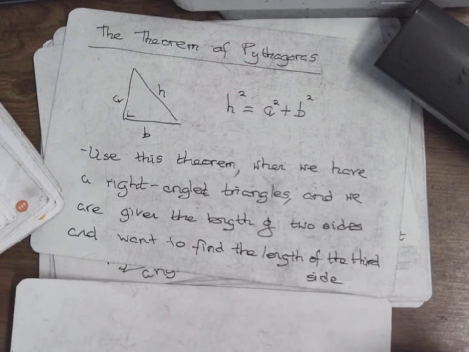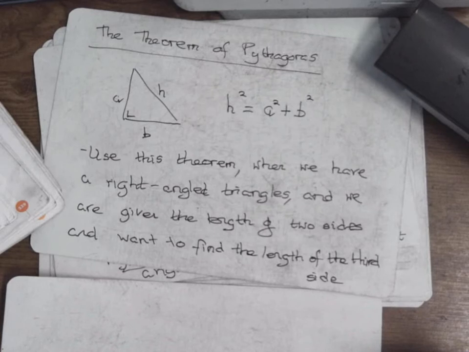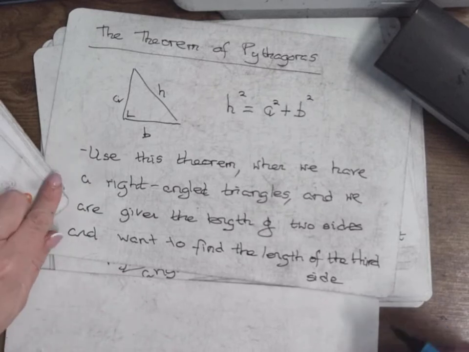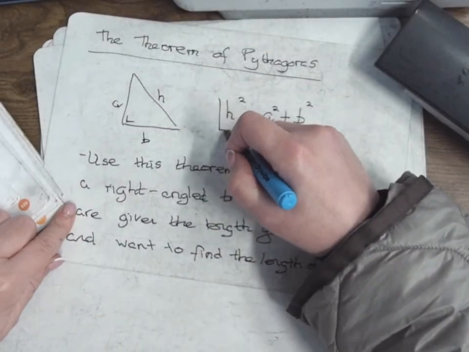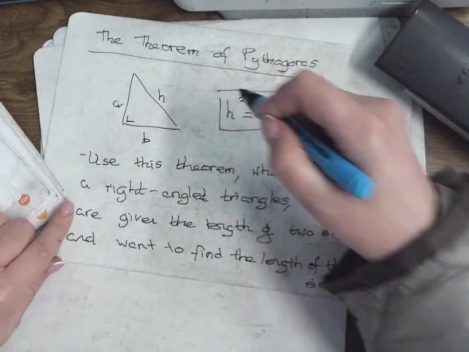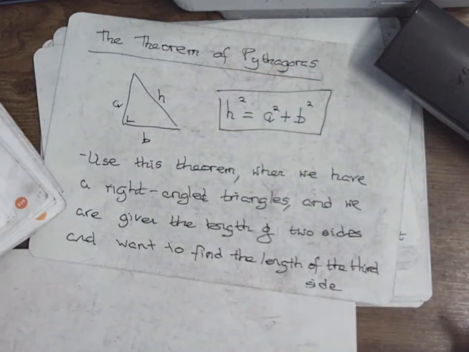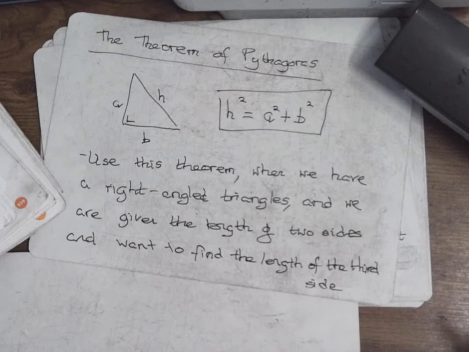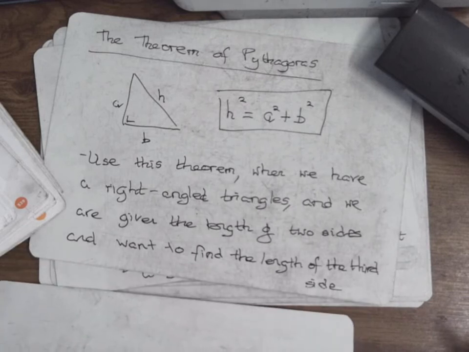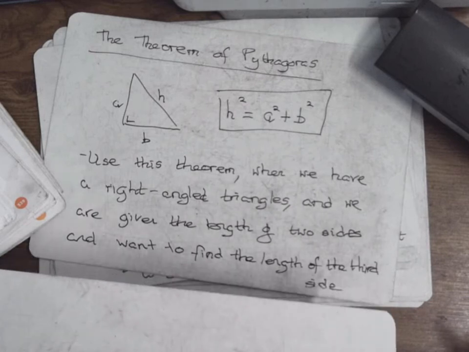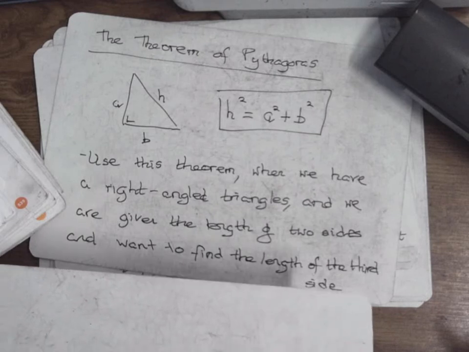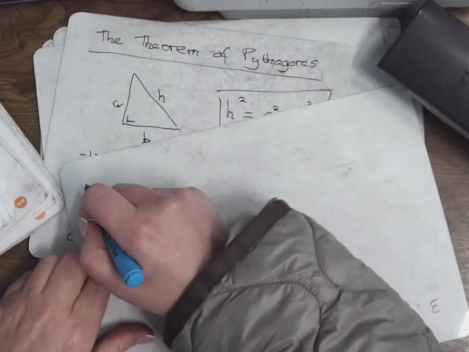So, the theorem of Pythagoras, yeah. H squared, it's not H2, it's H squared is equal to A squared plus B squared. Okay, so that's what our Pythagoras' theorem is: that the hypotenuse squared is equal to the sum of the other two sides squared. Okay? Right. Are we good? Example. Can I go? Right. Example 1.